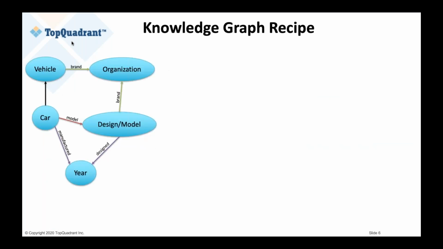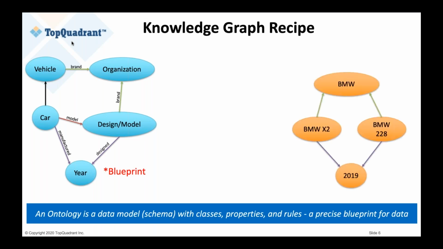in our view. So let me give you a little example, kind of like a knowledge graph recipe. On the left here, you see a small model of information describing organizations, the fact that they have different brands, which are vehicles, and a subtype of the vehicle is a car, and each car has a design model and can be manufactured and designed in a certain year. And then on the right, you have some data about BMW as a company, which has some models. The models have a year.